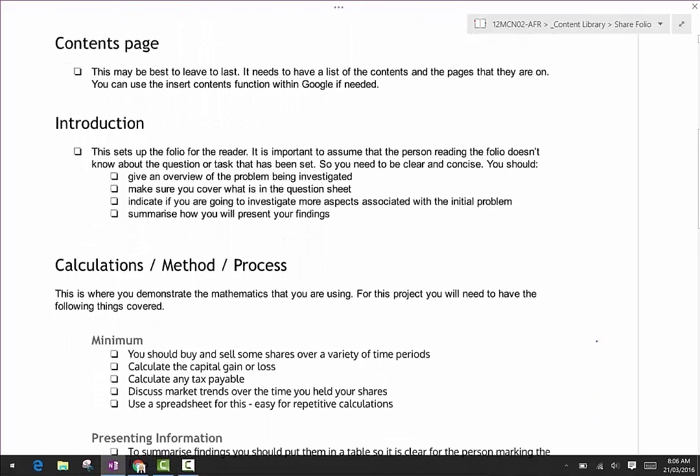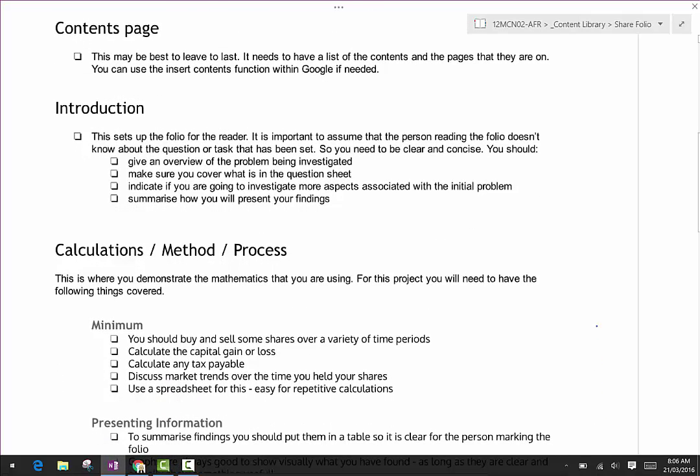The contents page is really important. It may be best to leave this to the last possible minute, but you have to have a contents page there. And you can use the function within Google Docs, if you need to, which will build a contents page for you. You just have to use the headings when you do the formatting there, and we can run through this in class. But once you've done that, all you do is go make a contents page, and it does it for you, and that's all you need to do.